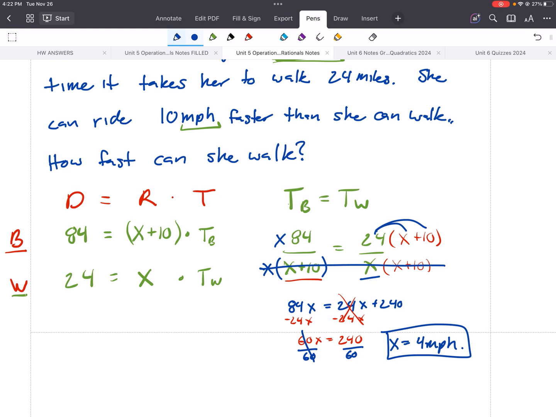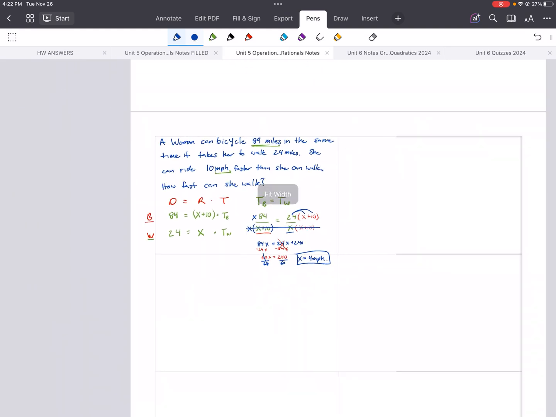Again, we could also talk about excluded values. So x can't be 0 and x can't be negative 10. But if you really think about it, x is our rate. So we can't have a rate of 0 anyways, right? And we can't have a rate of negative 10. You can't have negative rates. Okay? All right, so that's it.